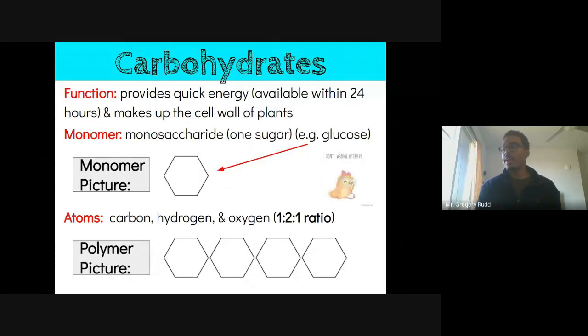But yes, carbs make up the cell walls of plant cells. We'll talk more about that and what a cell wall is in our second unit.